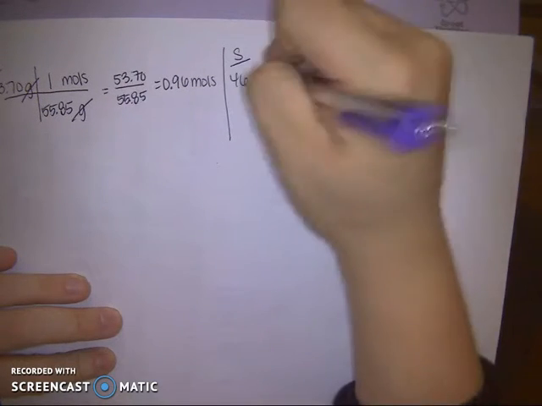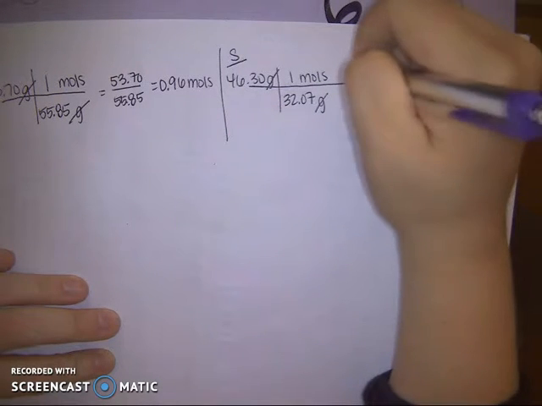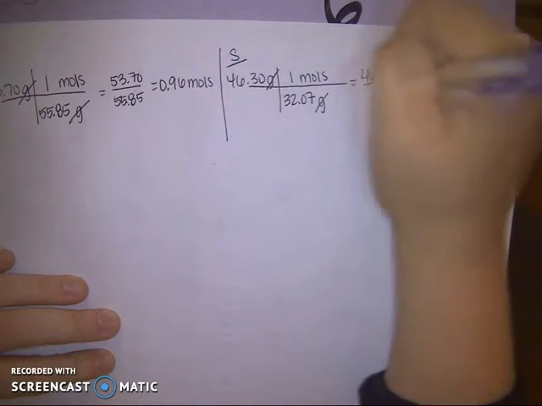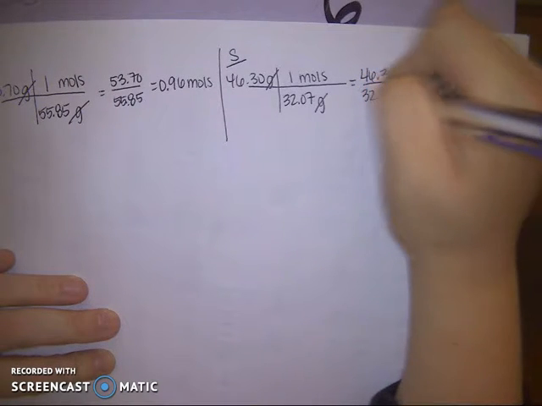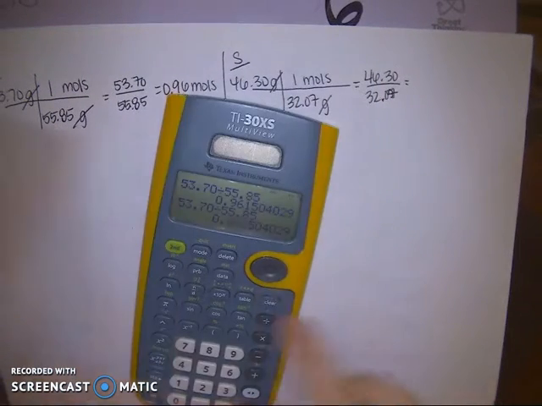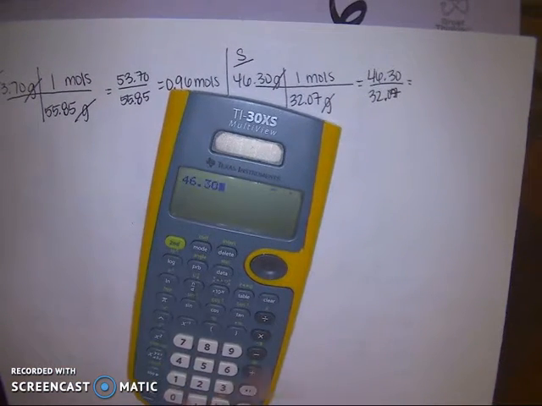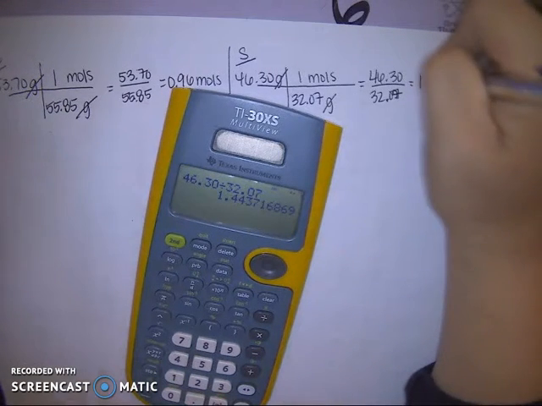Still doing the same, cross out, because they're the same on the top and the bottom. Multiply the numbers across the top. That happens to be 4630. Divide by 32.07. And you'll get, well, let's plug in the calculator, 46.30 divided by 32.07. That equals 1.44 moles.